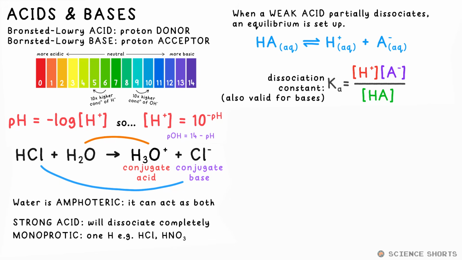We can also have pOH, which does the same job, but for OH- ions in basic solutions instead. It just means that one is equal to 14 minus the other.